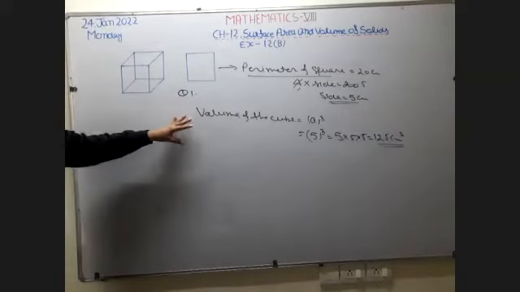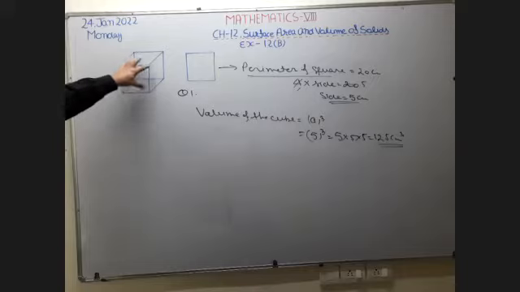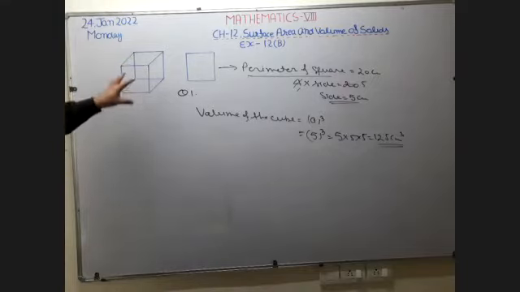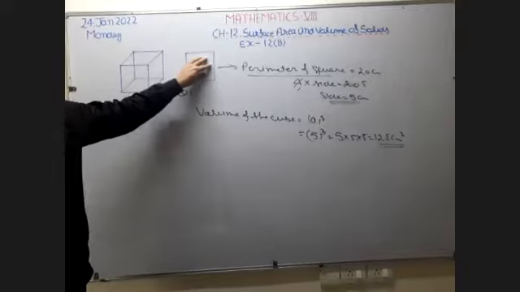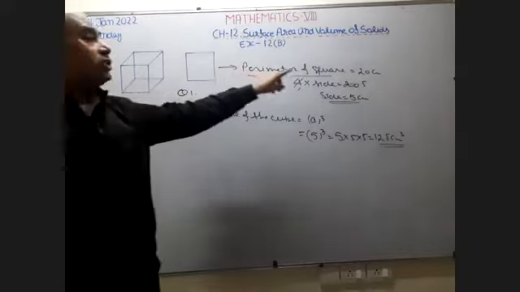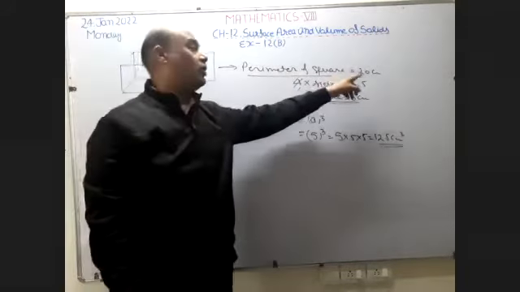I will repeat again. See what is given in your question. One cube is given. In the cube, perimeter of one face is given. The one face means this shape. This is the one face of the cube. So this is the shape of square. It means perimeter of square in this question is given. So write perimeter of square equal to 20 centimeter.